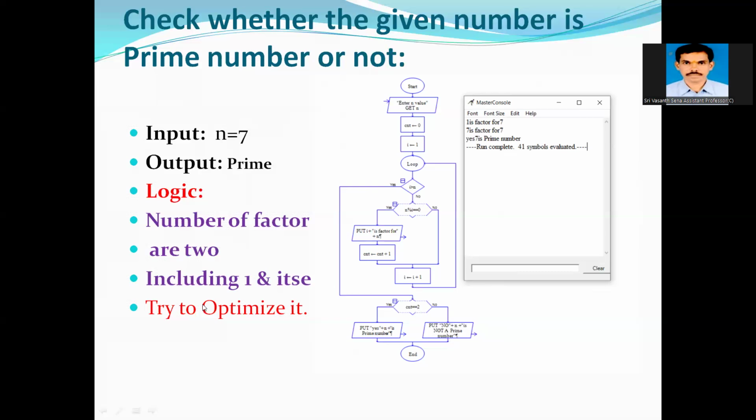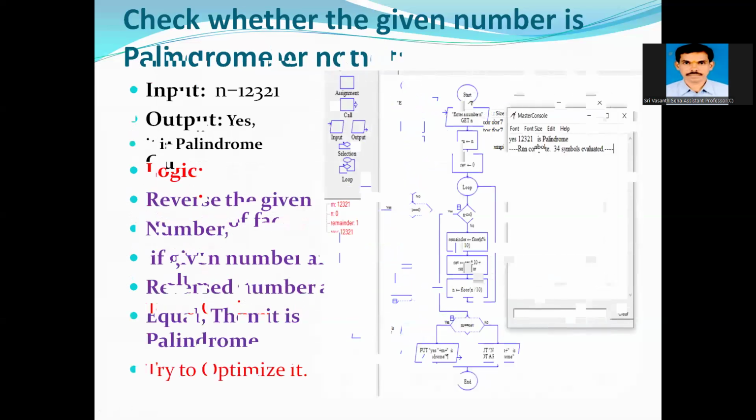If possible, you can try to optimize it. Try to reduce the number of symbols evaluated in this one. A simple hint: any number is divisible by 1 and itself. In that case, you can start with 2 to n minus 1. This i value starts with 2, so you need to check up to n minus 1. The number of factors count you need to check for 0. In this way, you try to optimize it.